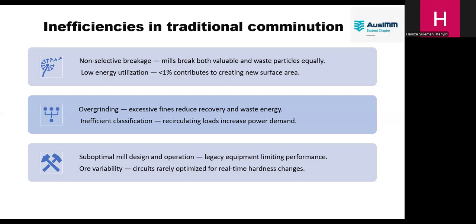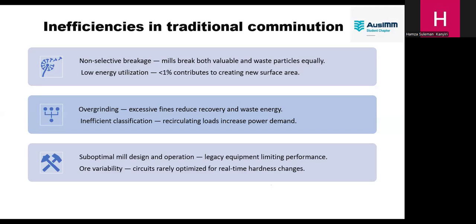So, the inefficiencies in traditional comminution. When I mention traditional comminution, I'm talking about the use of the SAG mill and then the ball mill. The mode of operation of the conventional comminution is mostly by impact breakage. And with impact breakage, it's normally random, right? So it does not stress particles enough to break them. All these inefficiencies compound each other.